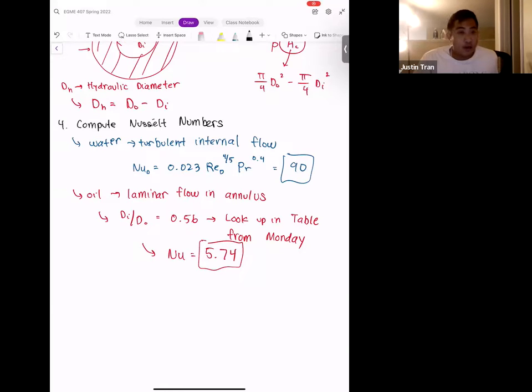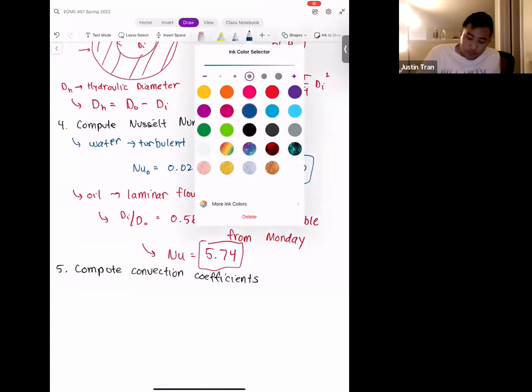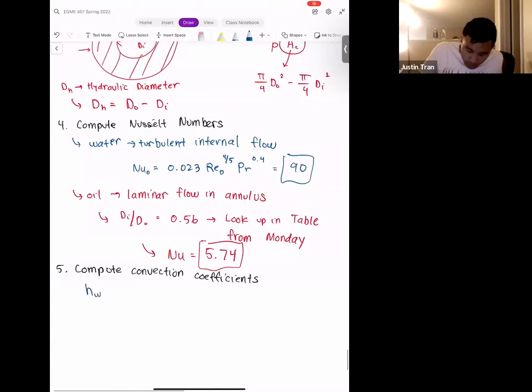Now that we've done that, we can go ahead and compute our convection coefficients. Let's start with the water. The convection coefficient for the water is going to be Kf divided by di times the Nusselt number. Since our Nusselt number is 90, we plug that in along with our inner diameter, and we get 0.2250 watts per meter squared Kelvin.